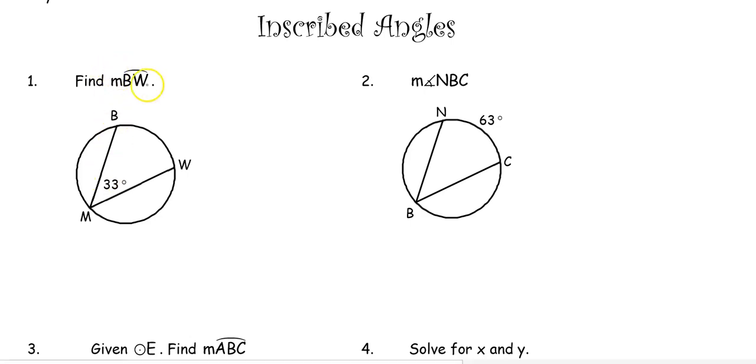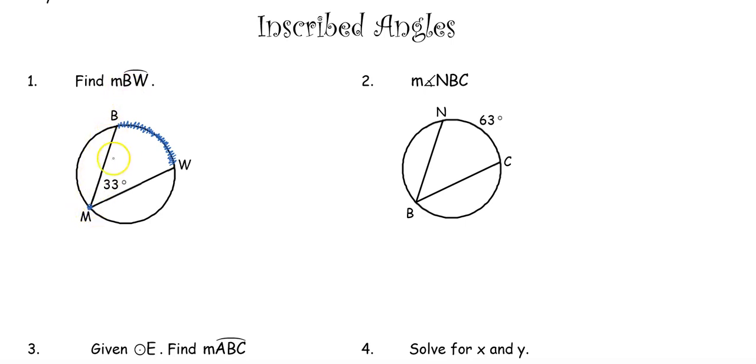Now when I look here, I want to find the arc BW. So I want to look for this arc from here to here. Now if I had the central angle, which would be coming from the center, then the angle and the arc would be the same. Unfortunately, I don't have that central angle, but what I do have is this angle from M. Now M is an inscribed angle because it's coming from on the circle.